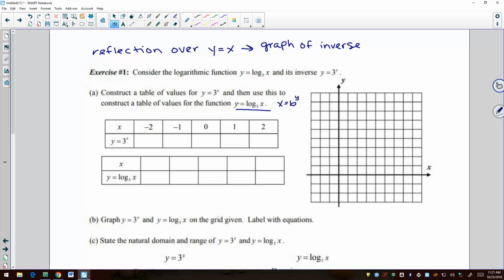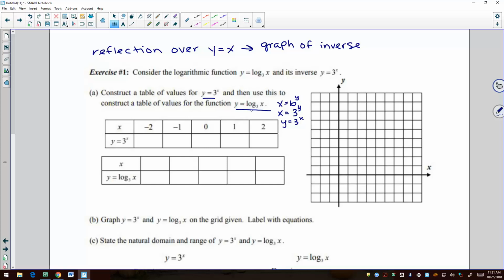So let me just show you how that would look. So this would be x equals 3 to the y. Well, if you switch x with y, you get y equals 3 to the x, which is actually what is in the question. So you know they did it right. So the inverse of y equals 3 to the x is y equals the log base 3 of x.